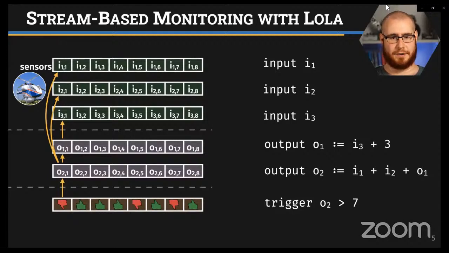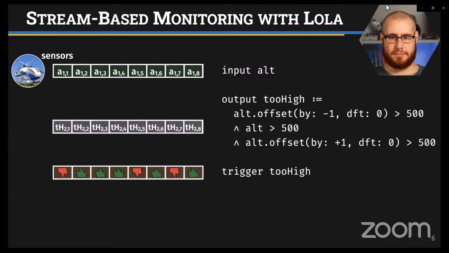In a concrete example, we take this specification here as a running example for the talk. We assume the system has only one input, and this is an altimeter, giving us values for the altitude that is measured right now. And we check whether the altitude of the system is over a certain bound for 3 consecutive readings. So for this, in the too high output stream, we access the current and next value of the altimeter.